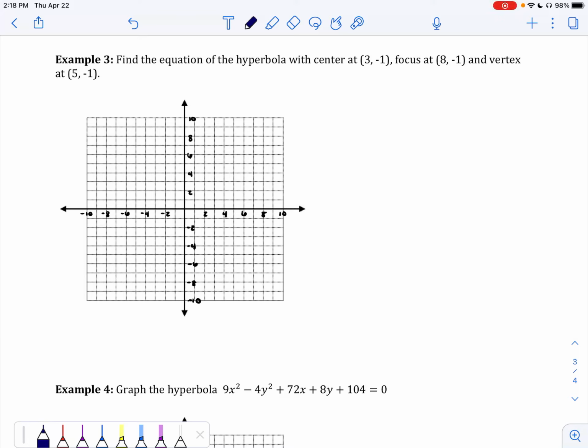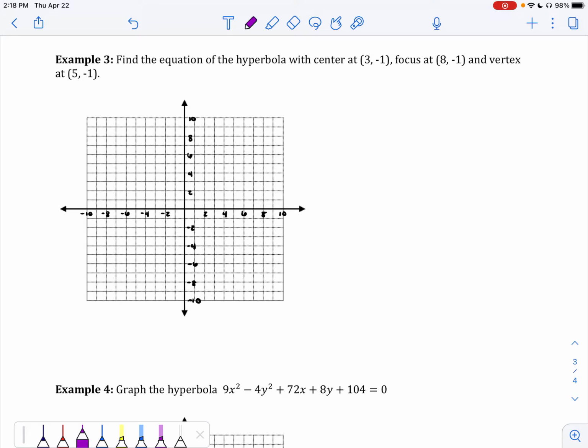All right, guys, let's go ahead and take a look at some more examples with our hyperbolas. So I'm going to jump down to example 3 in the notes. I'll leave example 2 for you guys to try on your own, and you can compare your answers with what I posted online.